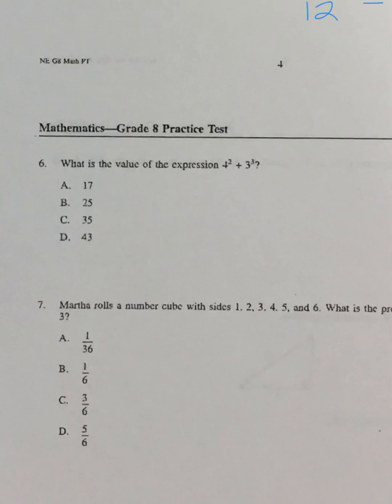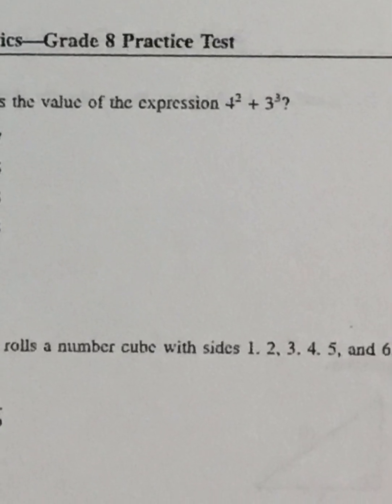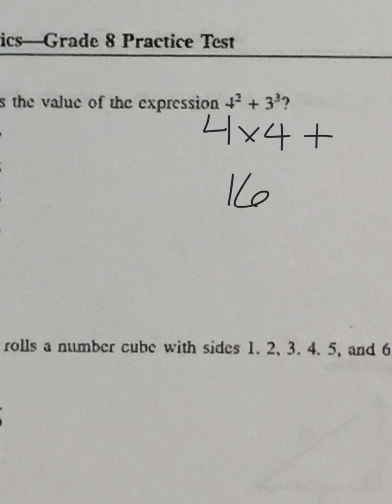Number 6. What is the value of the expression? It gives you the expression. What do we have to do with that expression? You've got to find the value. How? Do the exponents. Right, we just have to evaluate it. What does 4 squared mean? 4 times 4, which is 16. What's 3 to the 3rd power mean? 3 times 3 times 3, which is 27. Last step, add them together to get 43.